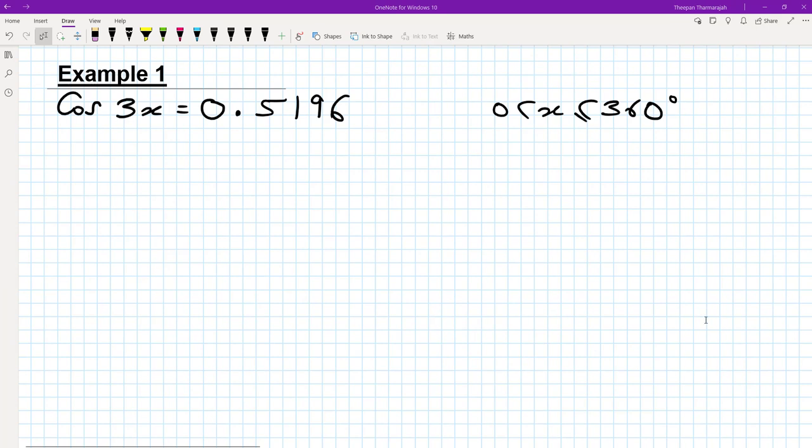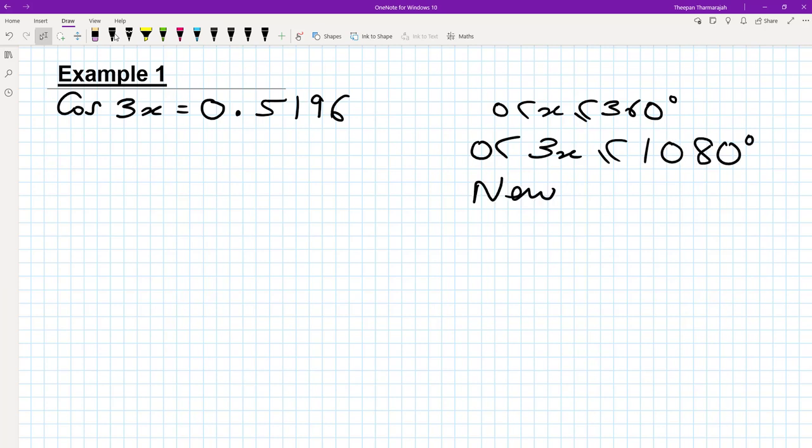Here's a question for you to try. You can pause the video. When you're done, I will go through my worked solution. Okay, so the first thing we need to do is work out a new range. So for 3x, 0 times 3 is 0, and 360 times 3 is 1080. So we call this our new range.